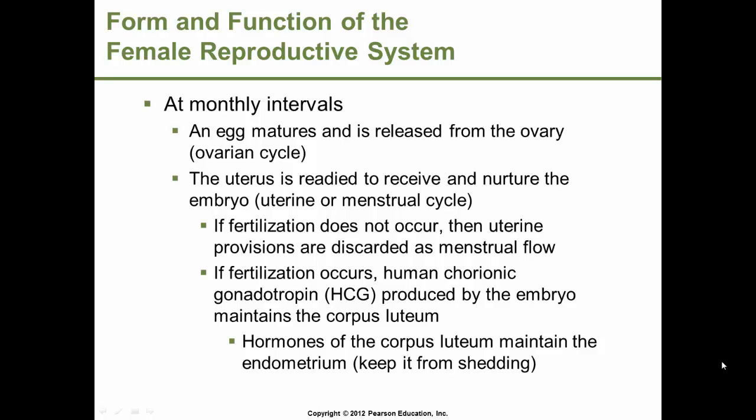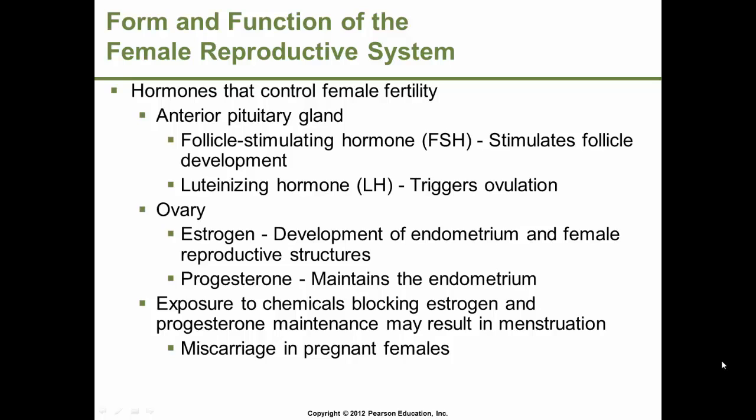Hormones of the corpus luteum, progesterone and estrogen, maintain the endometrium, keeping it from shedding. The hormones that control female fertility, as in males, are regulated by the gonadotropin releasing hormone of the hypothalamus. FSH and LH cause the ovaries to release estrogen and progesterone.